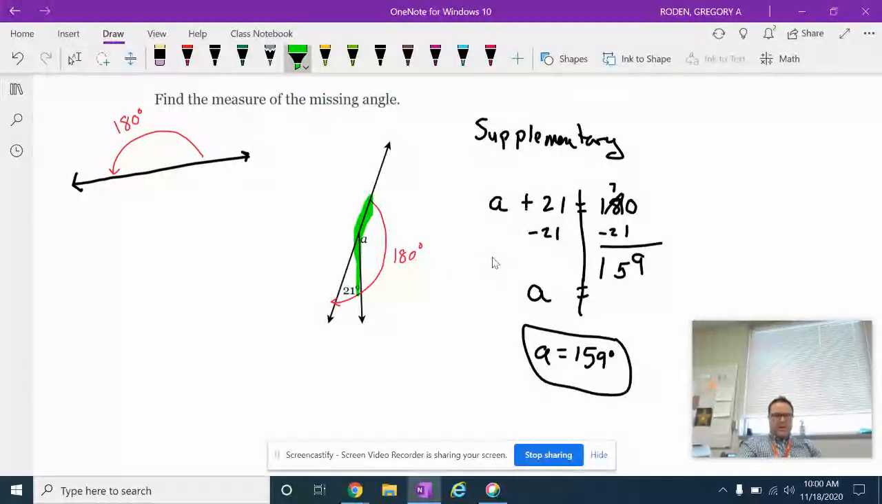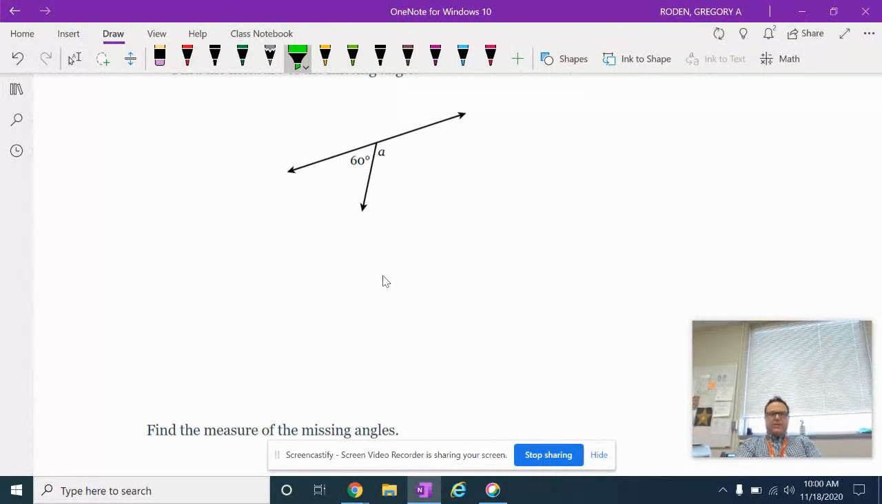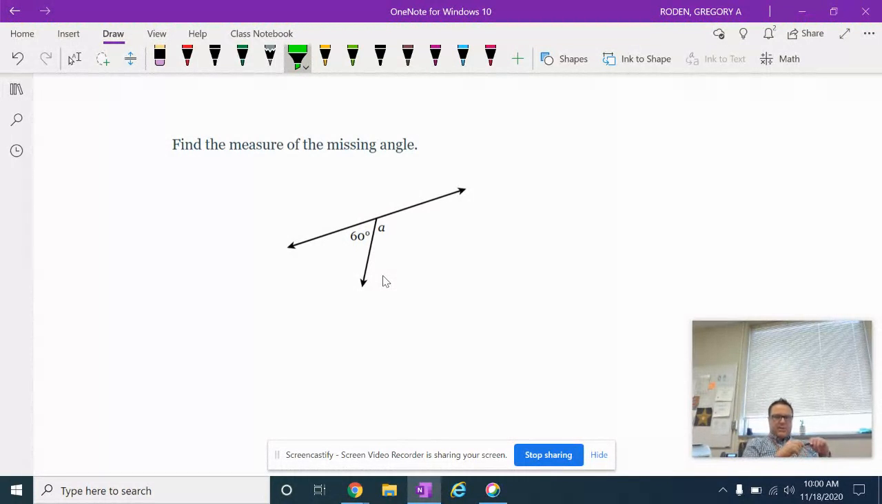So good. All right, so your job is to pause, Mr. Roden, and figure out the measure of A. Go ahead and pause, write the equation, show all your work. You may have to show Mr. Sansoni this, so he might be checking on you. All right, so go ahead and do that, and I'm just going to sit here, and you better be paused.